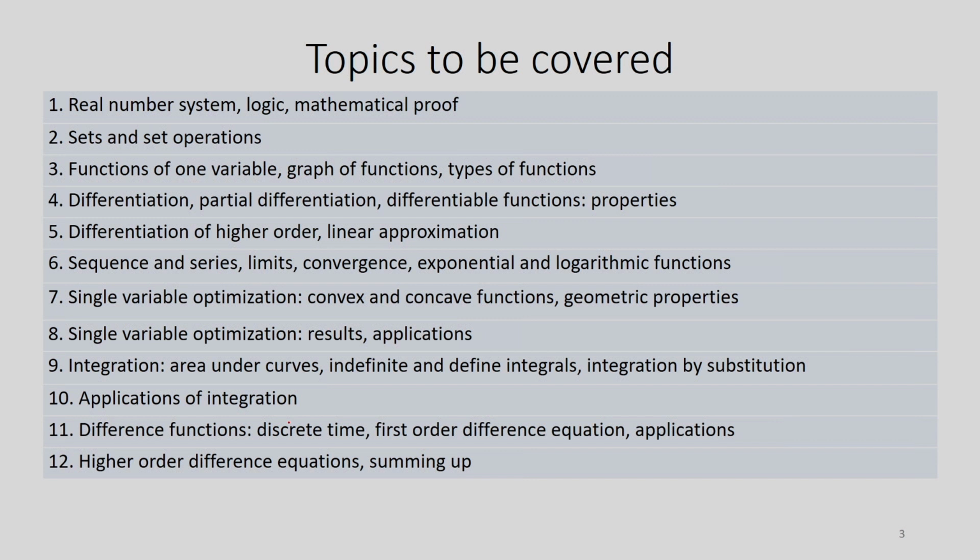Then we are going to talk about sets and set operations, and the third topic is functions of one variable, right. We are going to explain what is a function, and when there is a single variable, how the functions can be defined and how they look, what are the different kinds of functions, and graphs of functions. Functions can look different ways, and we will see how the graphs are derived. Types of functions: we are going to talk about different kinds of functions, for example, polynomial, logarithmic, and exponential functions.